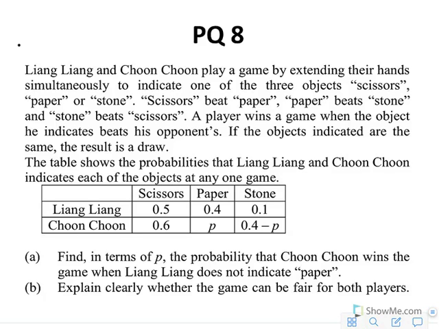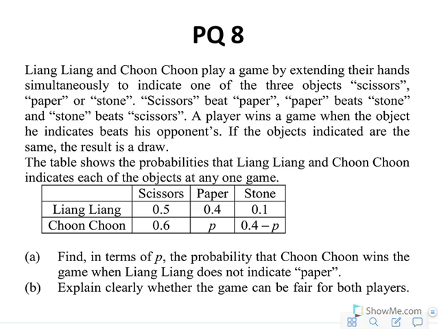Liang Liang and Chun Chun play a game by extending their hands simultaneously to indicate one of three objects: scissors, paper, stone. So scissors beat paper, paper beats stone, and stone beats scissors, right? It's a famous childhood game. A player wins a game when the object he indicates beats his opponent's. If the objects indicated are the same, the result is a draw, right?